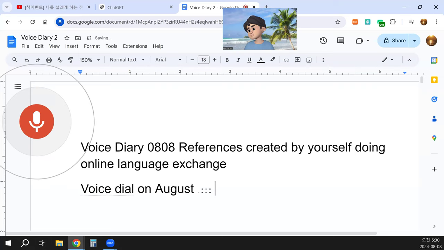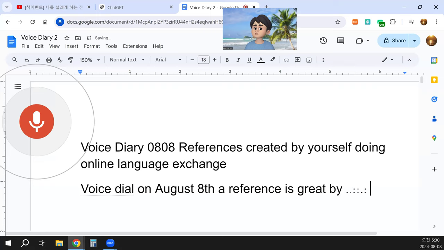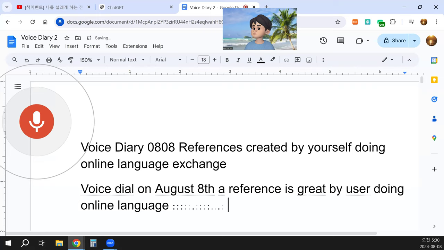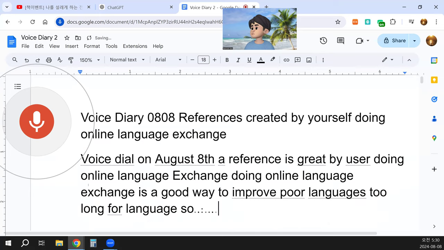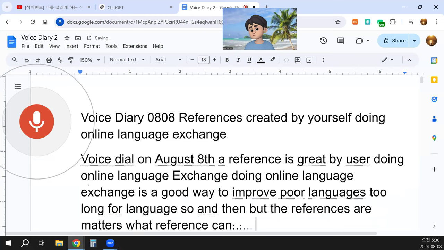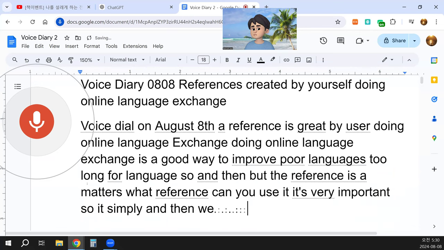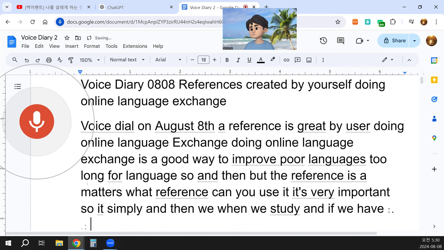A reference is created by the user doing online language exchange. Doing online language exchange is a good way to improve and learn a foreign language. But the references matter. What reference can you use? It's very important.